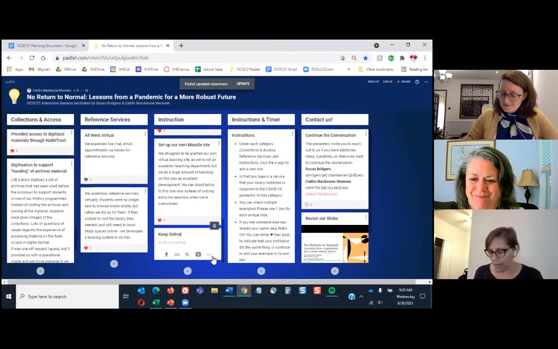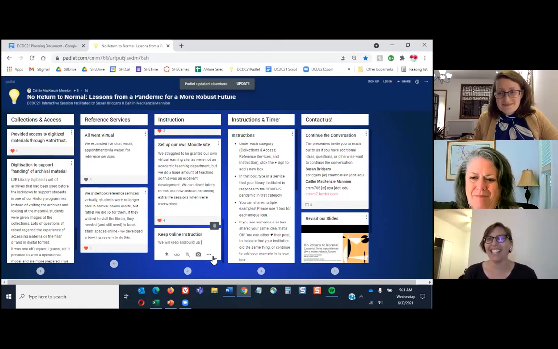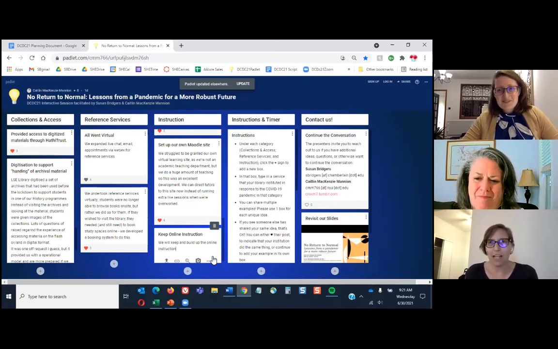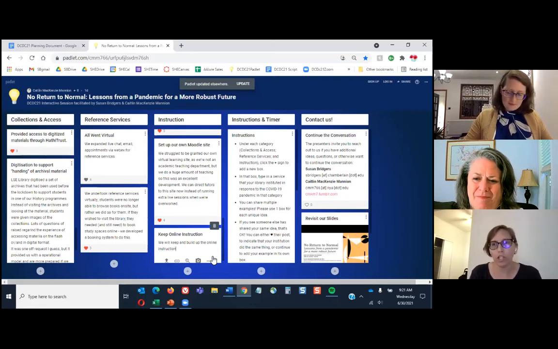So now we have our online librarian, who is working with one of our other librarians who secretly had an instructional design master's degree that we had no idea about. So the two of them have been creating all kinds of really great learning objects and exploring different instruction tools.